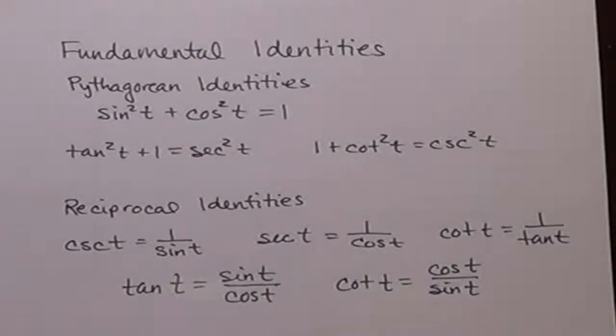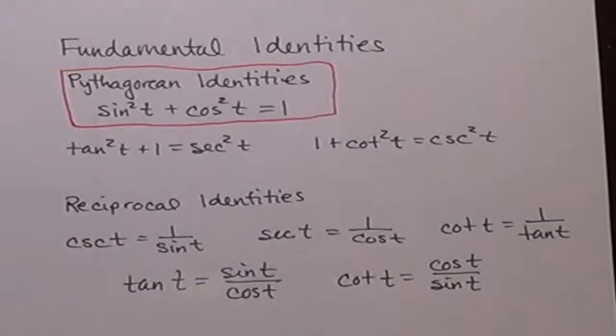So the first and probably the most important property to remember is what we call the Pythagorean identities. And in particular, there's one that's the most important, and that is sine squared plus cosine squared is equal to 1. Now I say this is the most important because if you don't remember the other two Pythagorean identities, you can always find them from this original one.